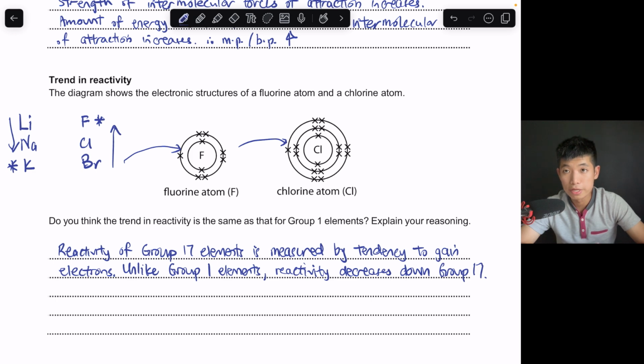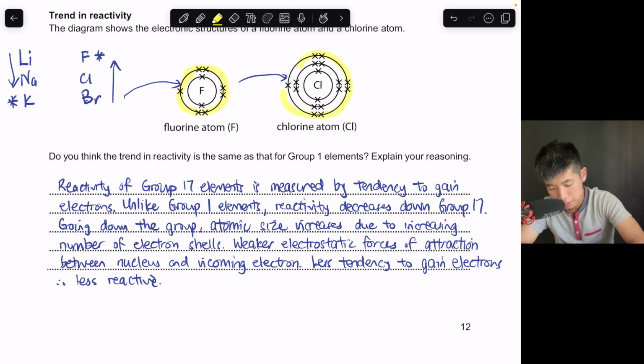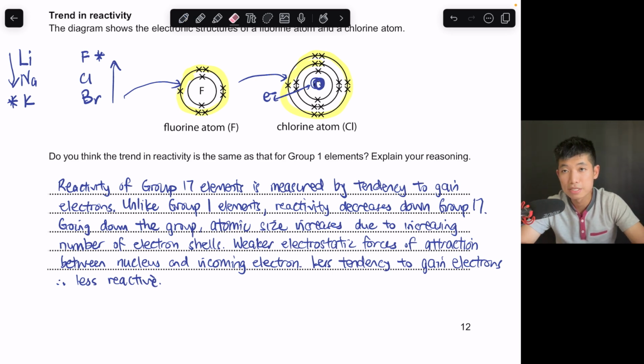So it'd be useful if you can do a bit of a compare and contrast between group 1 and group 17 elements in terms of their properties and reactions. So given that chlorine has more electron shells than fluorine, the valence shell is further away from the nucleus. Therefore, the electrostatic forces of attraction between the nucleus and the incoming electron is actually weaker. Because of that, there's less tendency to gain the electron. Therefore, the reactivity decreases going down the group.